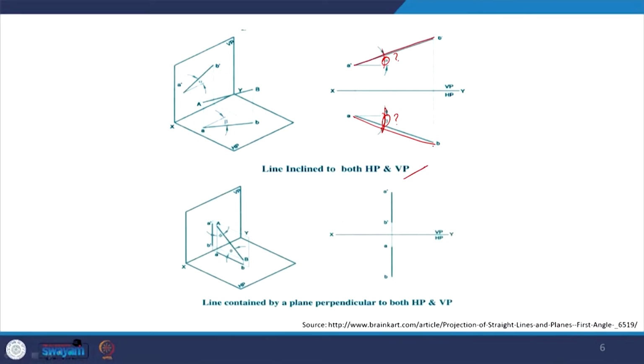So, to start with, we will have to assume that the line is say parallel to one of the planes or perpendicular to another, or say parallel to both, and then we progress by revolving it, inclining it to one plane and then inclining it to another plane. But in this case, we will not be seeing the true length anywhere in the drawing. That is when the line is inclined to both HP as well as VP.